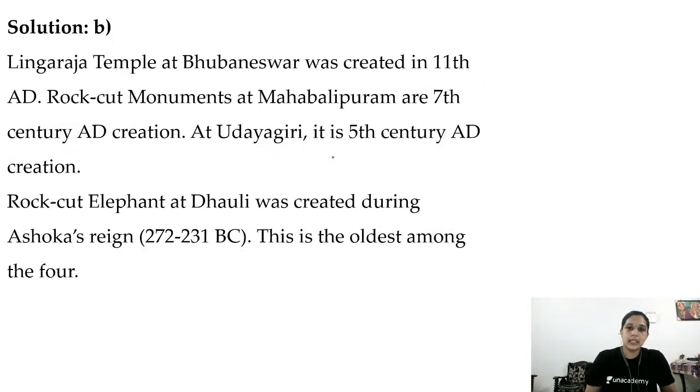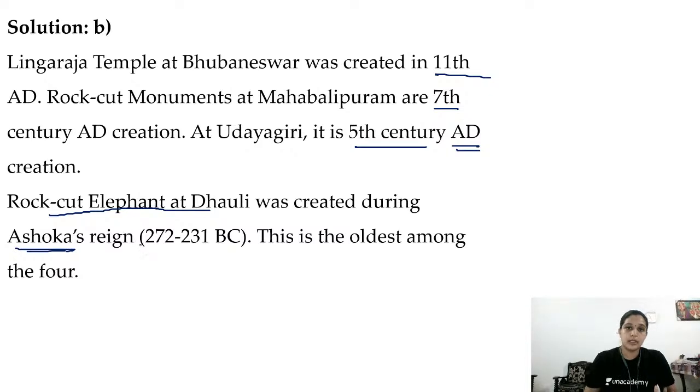Why? See, Lingaraja temple was created in the 11th century AD, and the rock-cut monuments at Mahabalipuram in the 7th century. At Udayagiri it was formed in the 5th century. But the rock-cut elephant at Dhauli was created during Ashoka's reign. That's why I told you that you should know in whose reign it was made. See, Mahabalipuram, Pallavas, we know Pallavas. So Lingaraja temple was made in the 11th century only. And Udayagiri is 5th century AD.